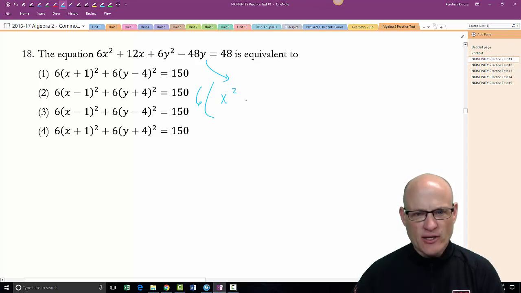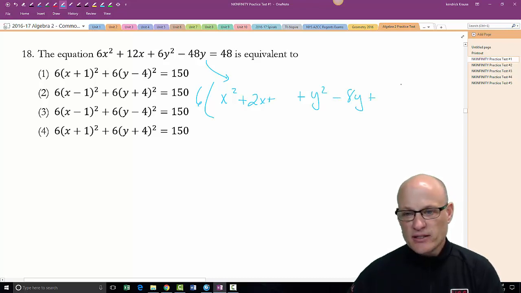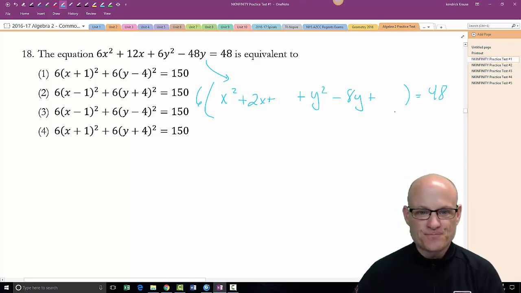And I'm left with x squared plus 2x. I'm going to leave a blank. You'll see why in a minute. Plus y squared minus 8y plus a blank equals 48. Now, I only took a 6 out of the left side.